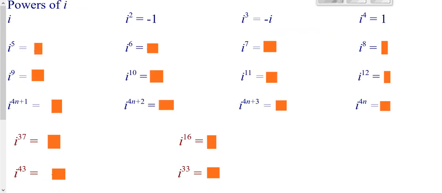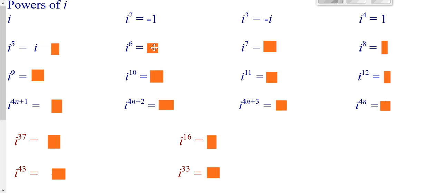So powers of i, we know i, we have i squared we said was negative 1. i cubed is negative i, because i cubed is an i squared times another i, so that would be a negative 1 times an i, or a negative i. i to the fourth would be an i squared times another i squared, which would be a negative 1 times a negative 1, which is positive 1. i to the fifth would be an i to the fourth times another i. Well, i to the fourth is 1, so it would be a 1 times an i, or i.